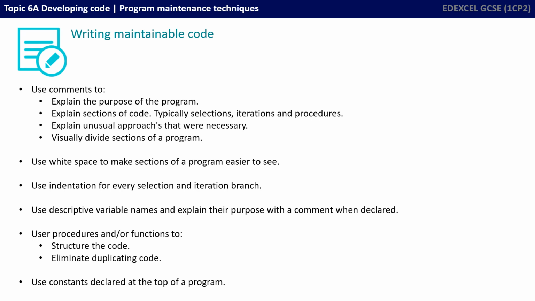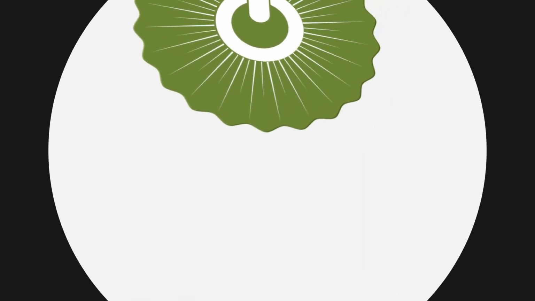Use descriptive variable names and explain their purpose with a comment when declared. Use procedures and/or functions to help structure your code and eliminate duplicating code. And use constants declared at the top of a program.